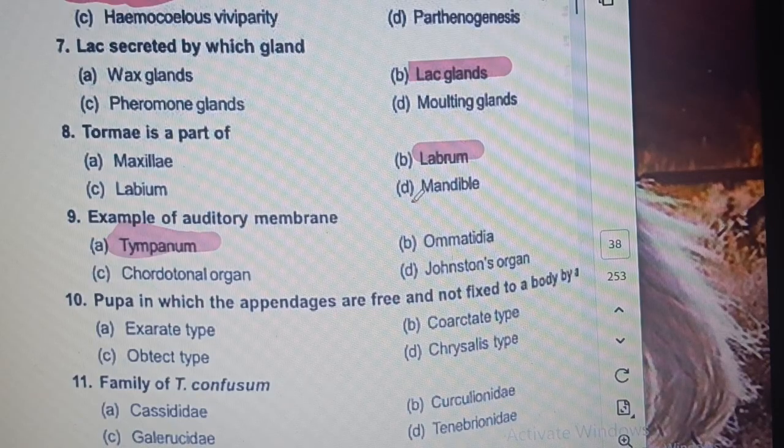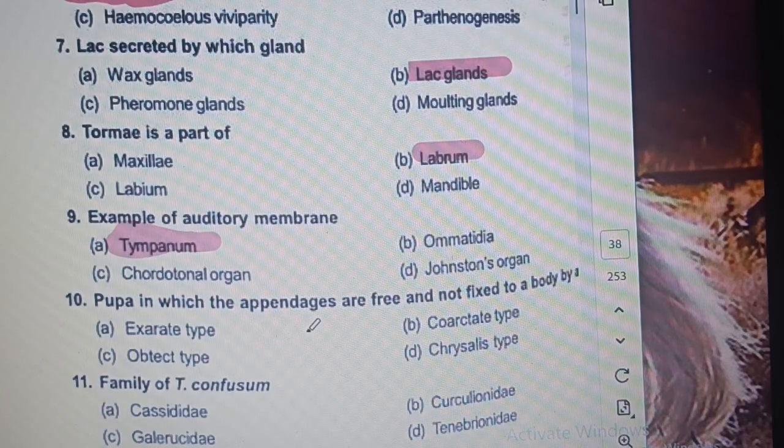Likewise, ommatidia are present in the compound eye. Several units are present there. Chordotonal organs are some kinds of mechanoreceptors, or we can say stretch receptors. The Johnston organ is also a kind of chordotonal organ, present in the pedicel. But they can ask the question, in which insects is the Johnston organ absent? So remember it: in non-insect hexapods like Collembola, Protura, Diplura, in these the Johnston organ is absent.